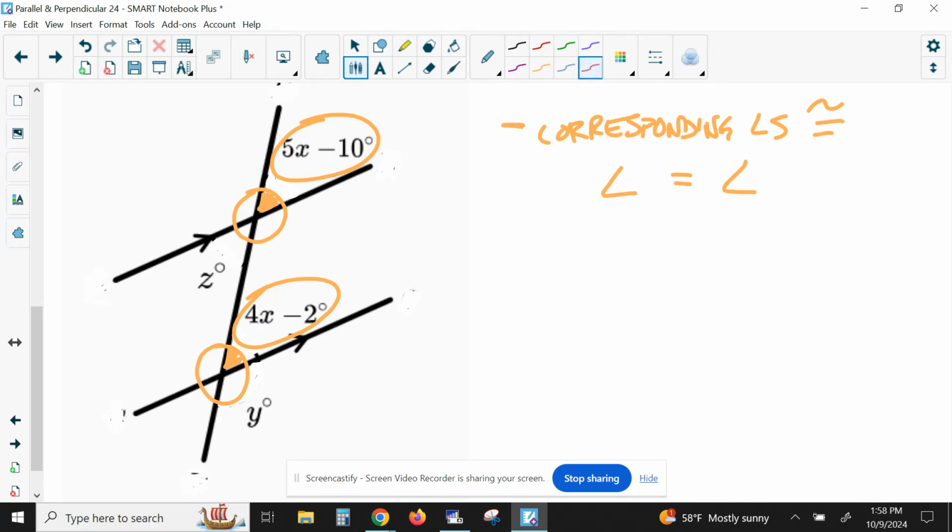So we'll make this first guy be the first angle, 5x minus 10. And that has to be equal to the other guy, 4x minus 2. And go ahead and solve. Do your little algebra.